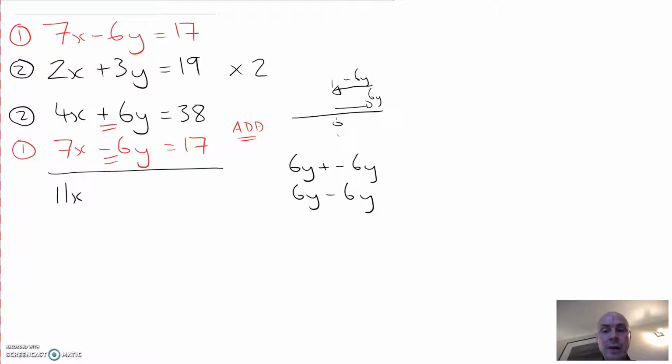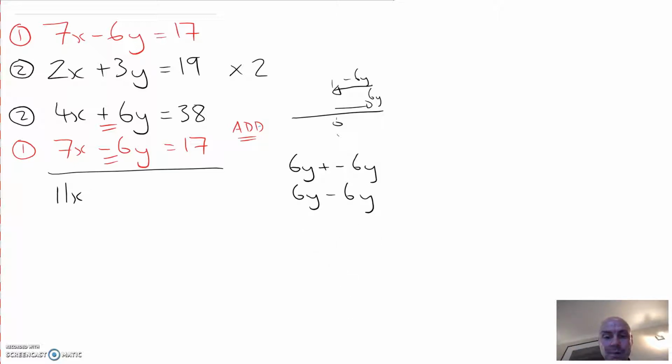If we took away these, it would not work. We'd get 6y, take away a negative 6y. Ooh, 2 negatives. It looks dodgy. 2 negatives going to give us a plus. That will give us 12y. That is not what we want to do.